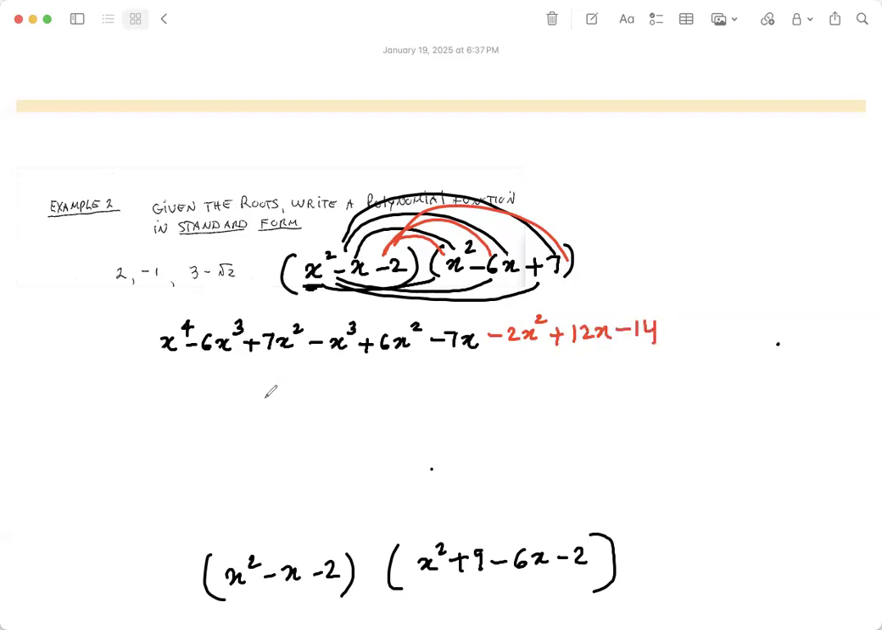Now what I do? Can I cancel anything? I don't know if I can cancel, but I can group everything. So let me group this and this first. x power of 4. I don't want to group everything, I'm going to confuse myself. Minus 7x cubed. 7 and 6 can be combined. Plus 13x squared. Right?